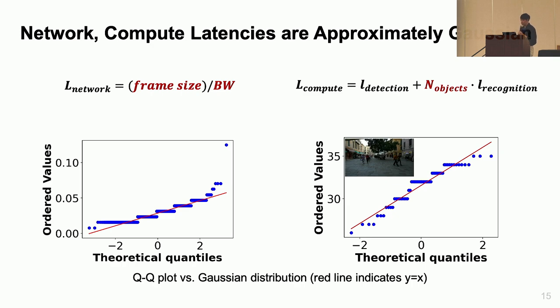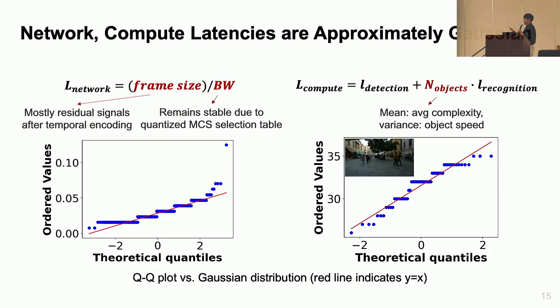And our key observation here is that the network and compute latencies are approximately Gaussian over a short window of time. These figures show the QQ plot of network and compute latencies against the normal Gaussian distribution. Basically, a QQ plot is a scatter plot where each point corresponds to the ordered value from the source and the target distribution. We can see that the plot is aligned with the red line, y equals x, indicating that the two distributions match quite well. So the latency distribution is approximately Gaussian.